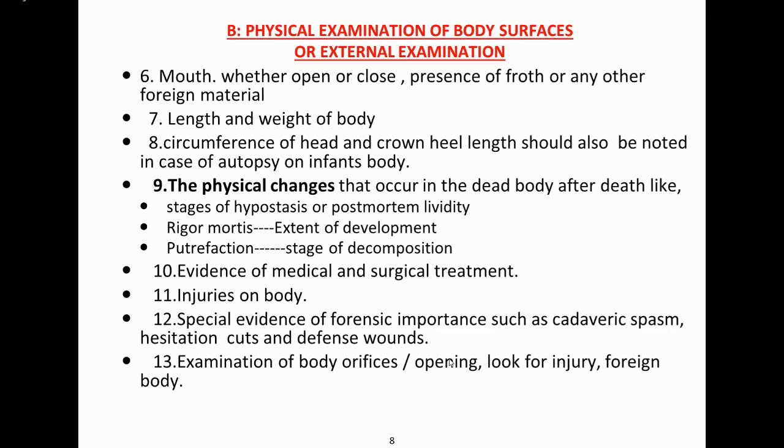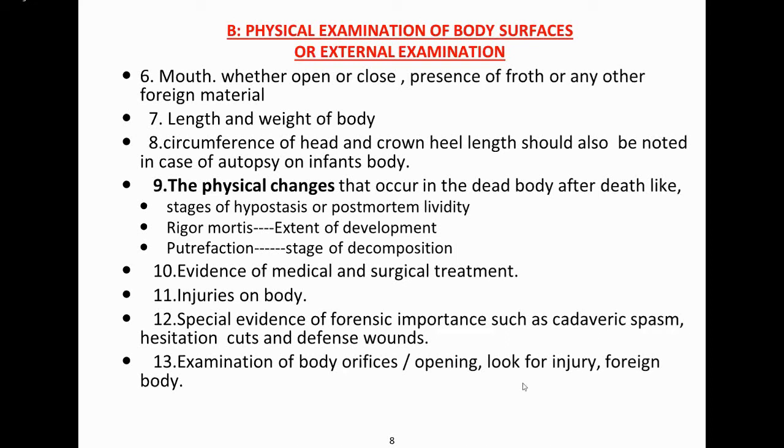Injuries on the body, as you remember, I showed you that the injuries are marked on body figures, front and back. There you have to mark them and define them, and mention the extent, how much the diameter or the length of the injury, the cut or the wound.